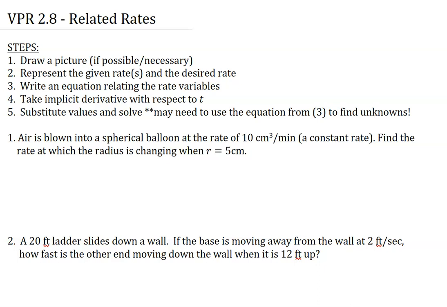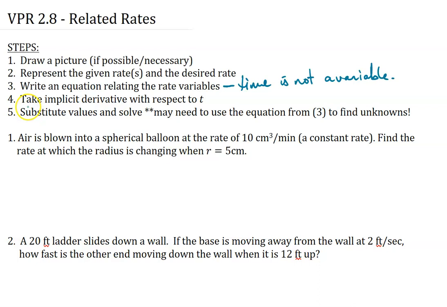And then we write an equation that relates these rate variables. Now the thing about this equation is that time is not a variable in this equation. Okay, so for example, if we're talking about the area of some kind of figure, then maybe we have a base and a height, but time is not a variable in that equation. Or maybe we're using the Pythagorean theorem, or maybe a trig function, but time is not a variable.